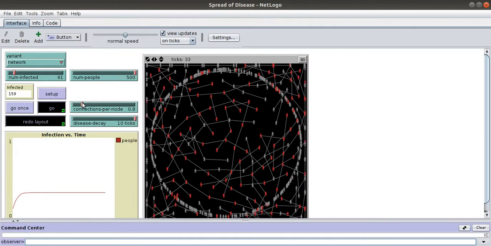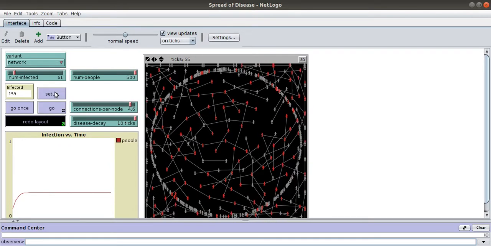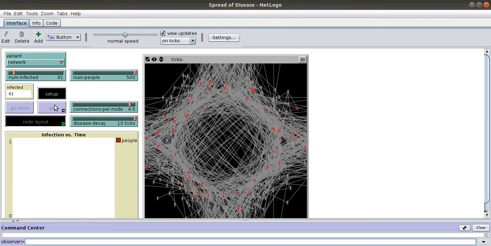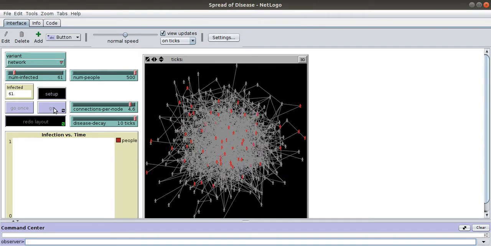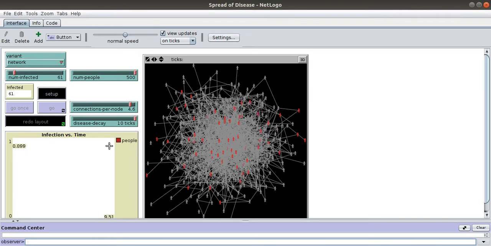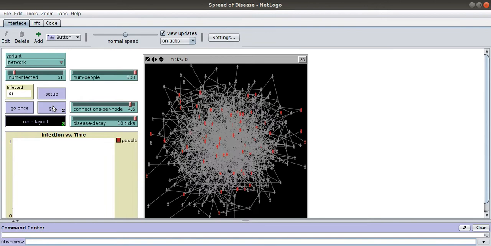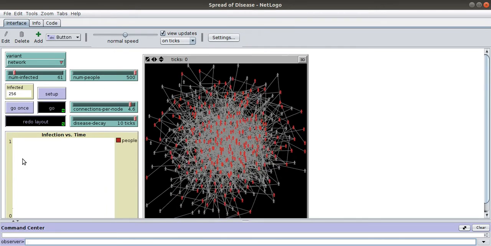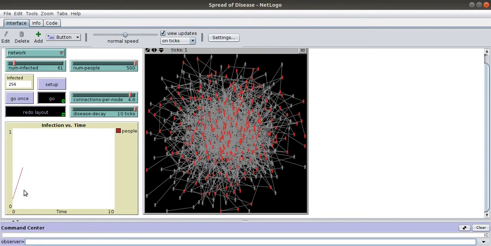Still, if you do the same process with a higher per capita contact rate, you will see an explosion of cases. So executing it. So NetLogo takes some time to simulate, and you can see the number rises here. Wait for it.